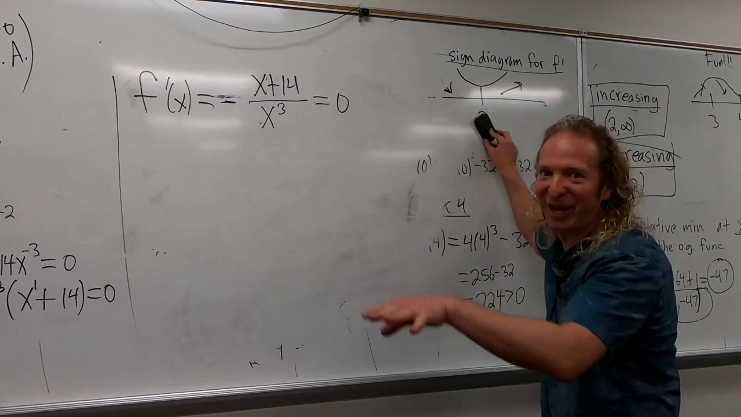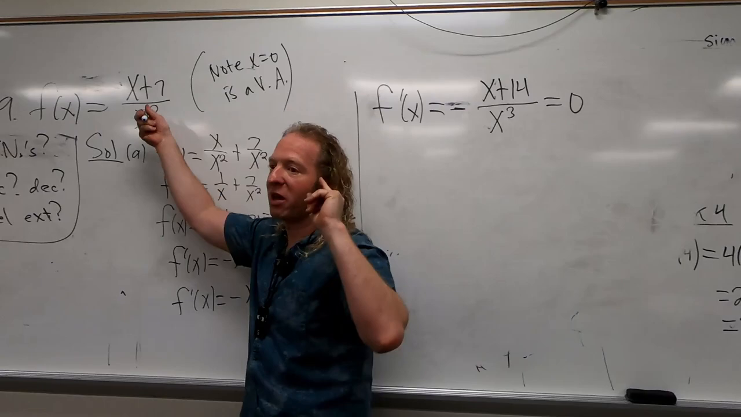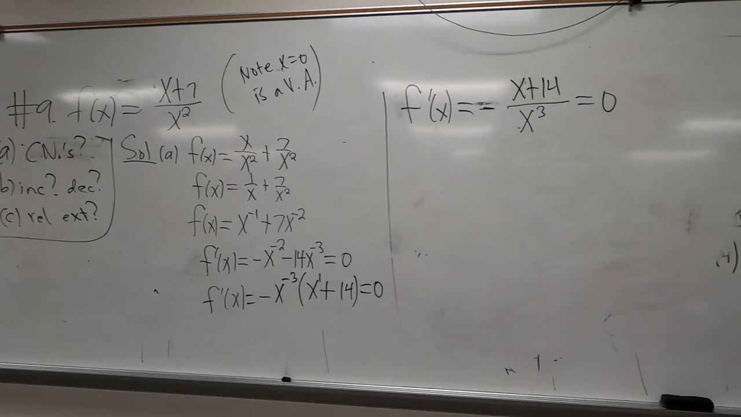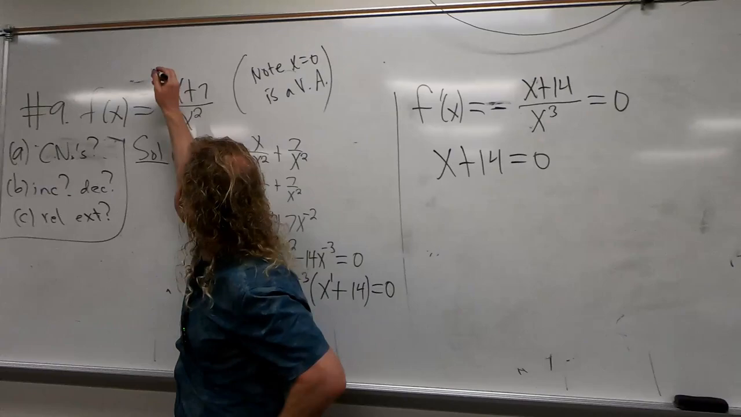So there's our derivative. It's equal to 0. Whenever you have a fraction equal to 0, it's undefined at 0. But 0 is not in the domain of the function, so 0 is not a critical number. It's still a VA though, so we'll need it. Whenever you have a fraction equal to 0, what can you automatically set equal to 0? The top. So x plus 14 is equal to 0. But why is 0 not a critical number? Because if you plug it into the original, it's undefined. You get 0 plus 7 over 0, and that's game over. Good question.